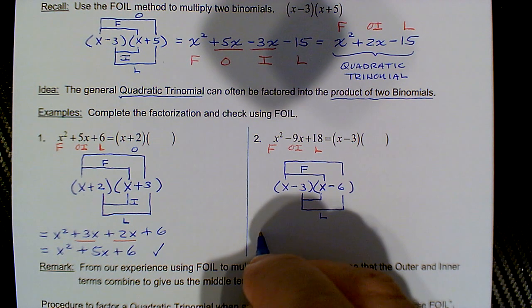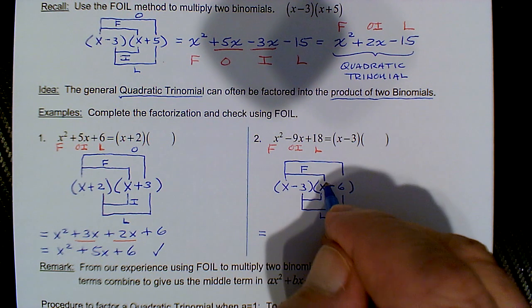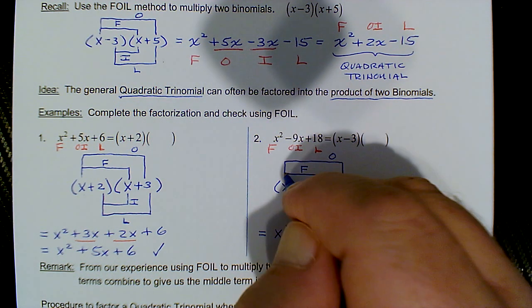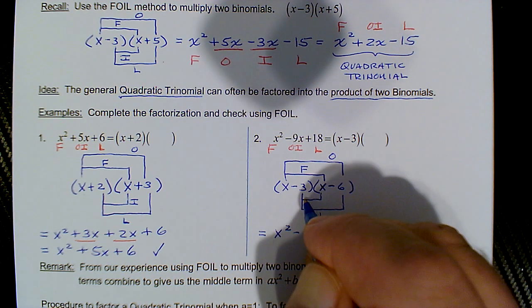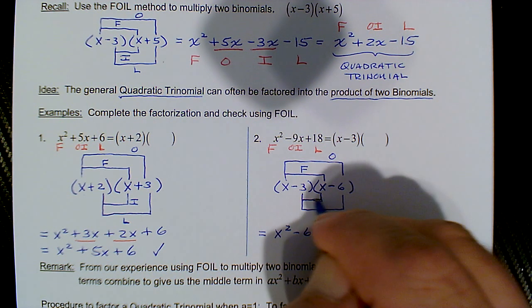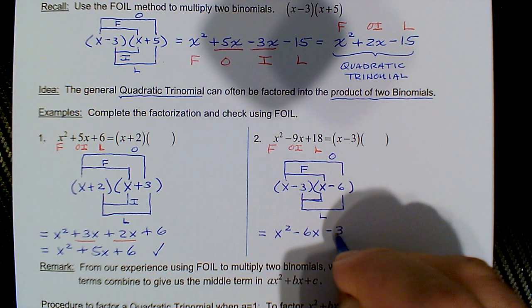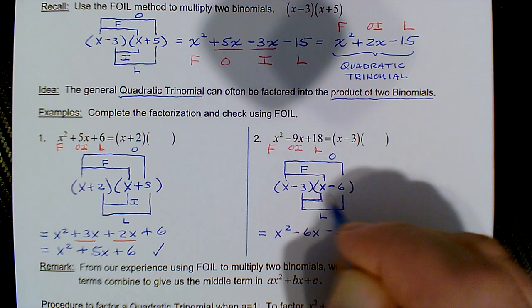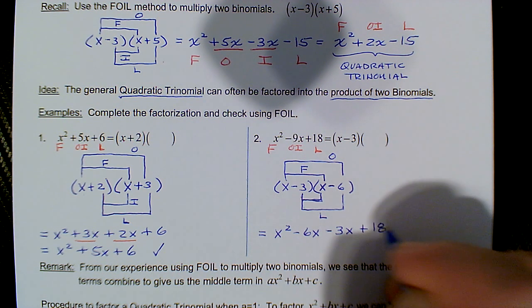And so, checking this using FOIL, product of the first, x times x, x squared. Okay, here's the outers, x times negative 6, negative 6x. Here's the inner product again, negative 3 times x, negative 3x. And then the product of the last, the negative 3 times the negative 6 is a positive 18.